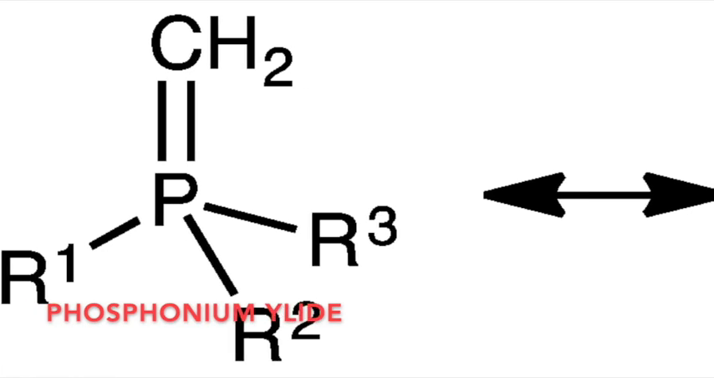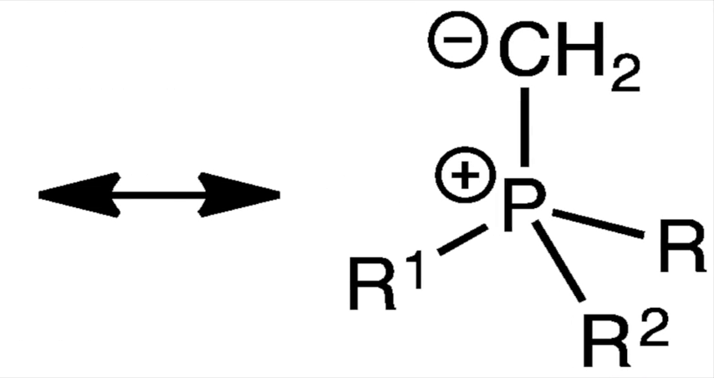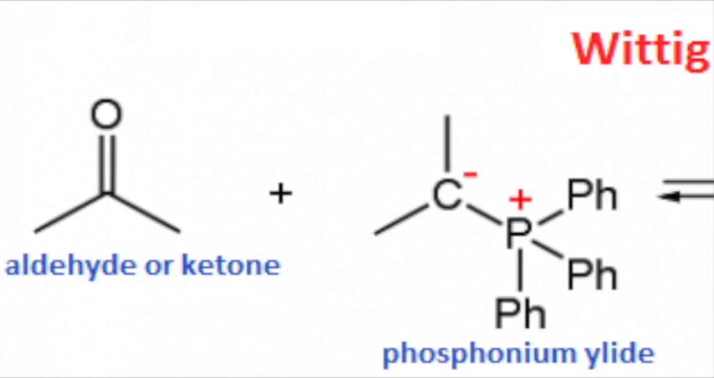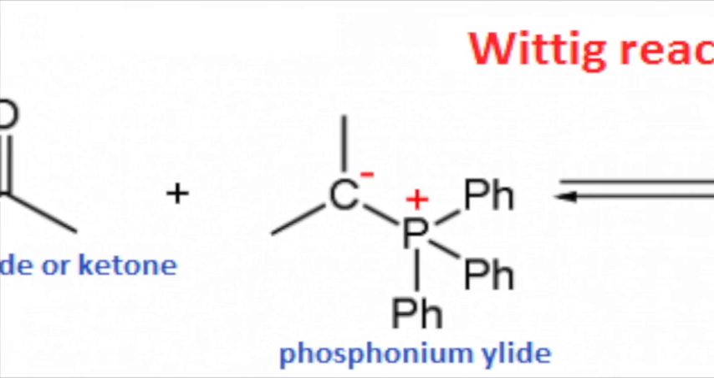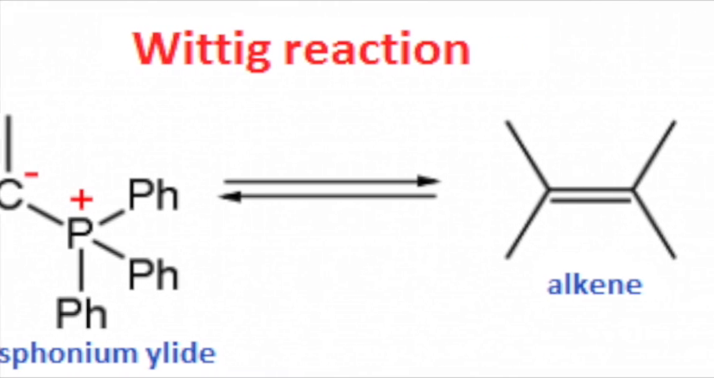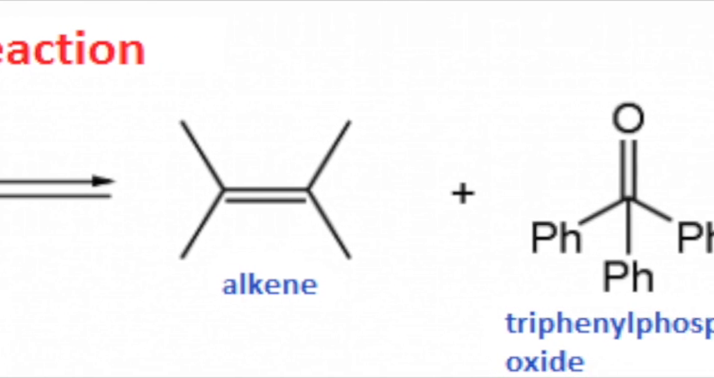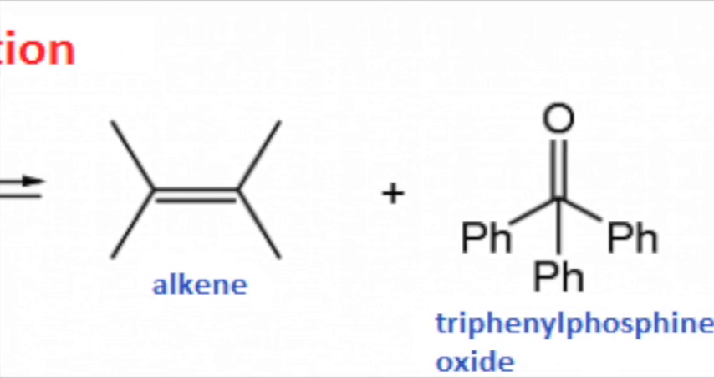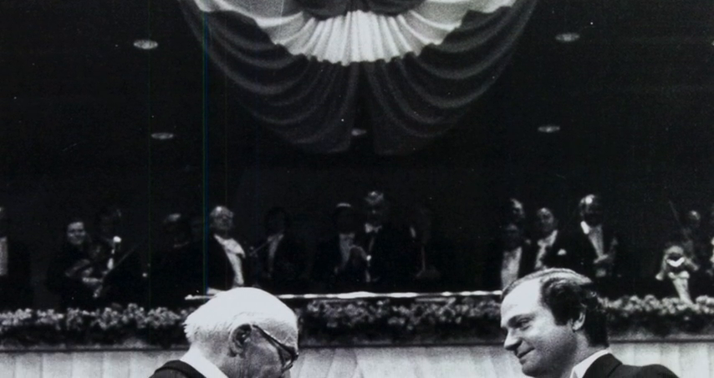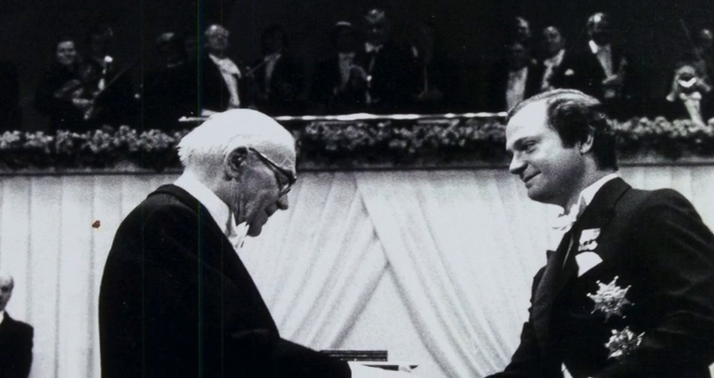The Wittig reaction was discovered by a German chemist named Georg Wittig. He discovered a class of organic phosphorus compounds called ylids that became reagents in the famous Wittig reaction. The Wittig reaction is a chemical reaction of a carbonyl compound, either aldehydes or ketones, with a triphenylphosphonium ylid, known as a Wittig reagent, and an alkene and triphenylphosphine oxide is produced. Georg Wittig discovered this reaction in 1954 and was awarded the Nobel Prize in Chemistry in 1979.